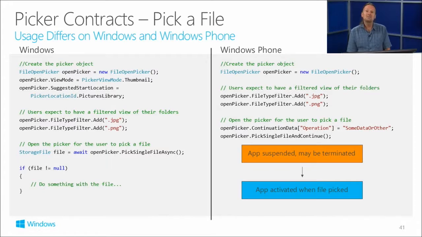And at this point, your app is suspended. And of course, it may potentially be terminated later on, because any suspended app could be terminated if the whole phone gets under memory pressure. Then the file open picker shell UI takes over. The user picks which app they want to use. They pick the file. And then when they've picked the file, the original app will get reactivated to handle it.